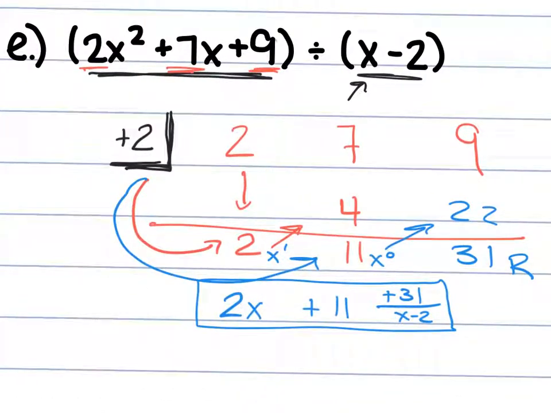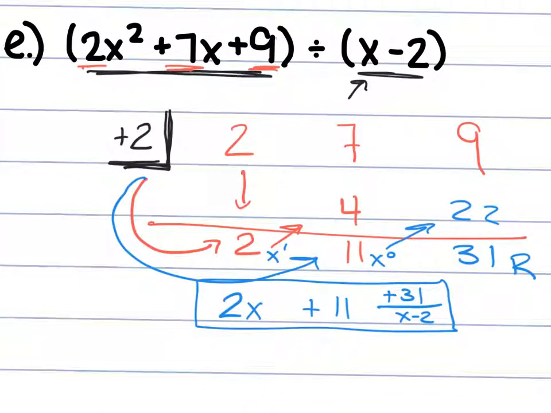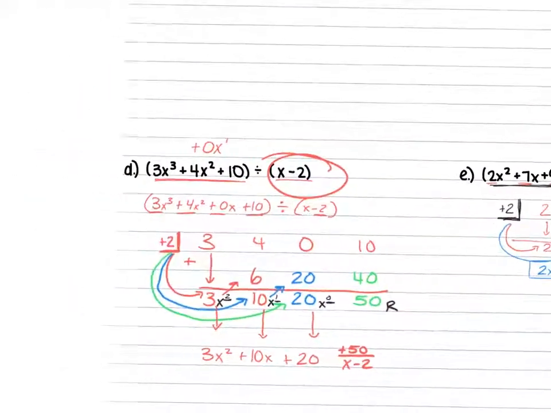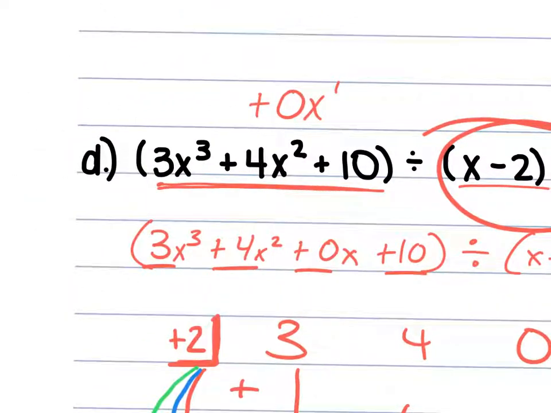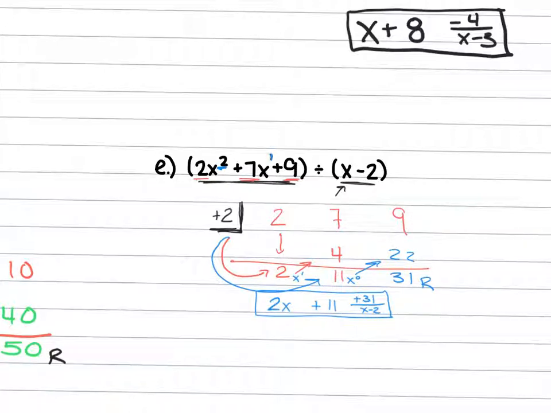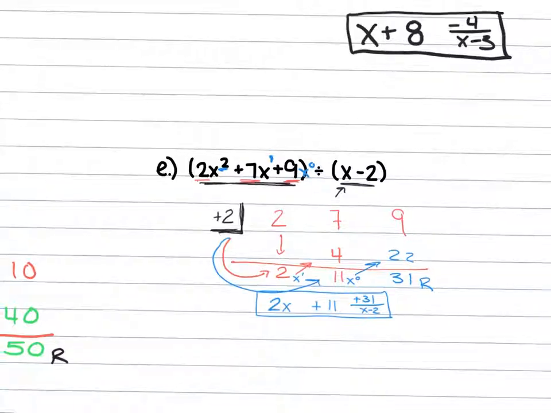Yes, ma'am? I don't understand why you don't add the zero. Because the last problem, it was a 10, and it wasn't in standard form. Oh, you're saying why did we add this 0x to the first? We had an x to the third power, we had an x to the second power, we had an x to the 0 power, but we were missing the x to the first power. We needed to add that in there. Whereas this one, we had the second power, we have the first power, we have the 0 power. We're not missing any. Oh, so you only add the zero when you're missing one. When you're missing one.